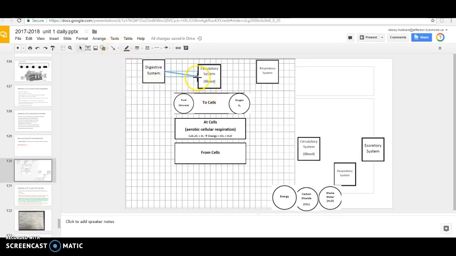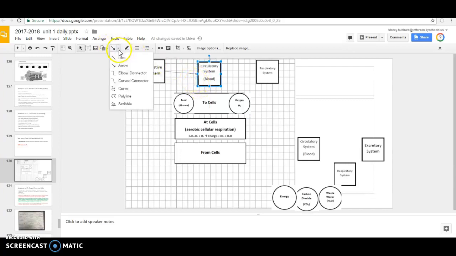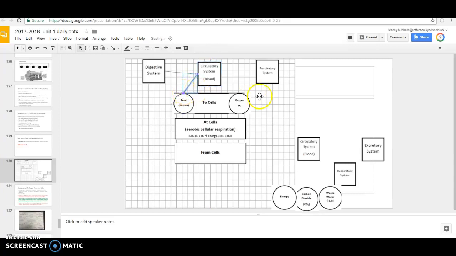Then you're going to have an arrow where? Well, from the circulatory system, the food will go... I don't think I'm doing this right. Then the food will go to the cells from the circulatory system.